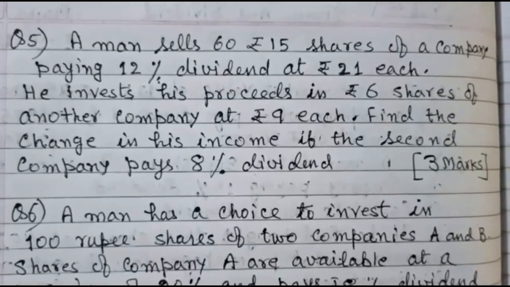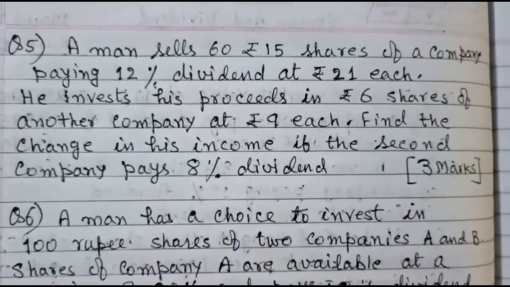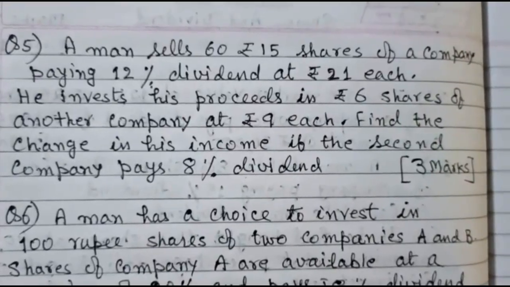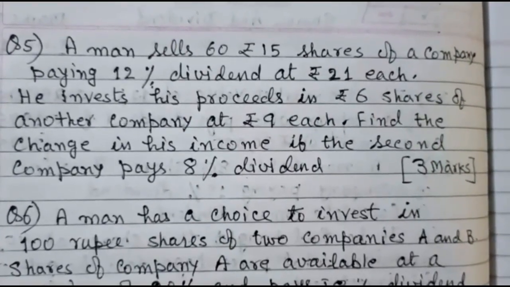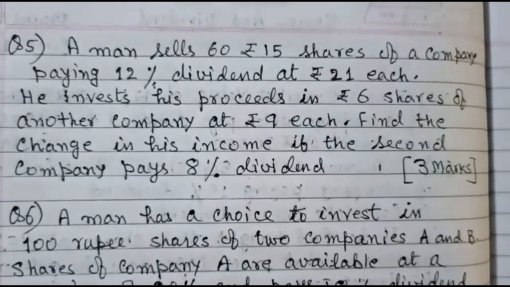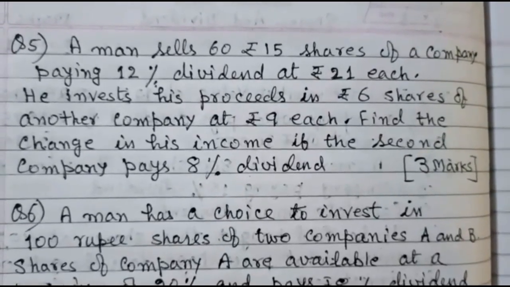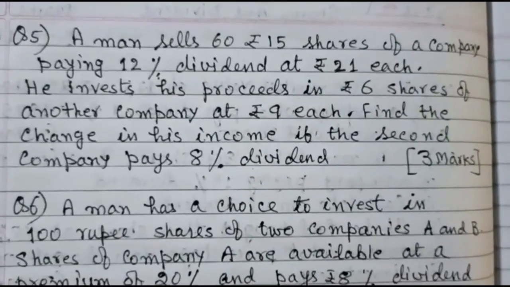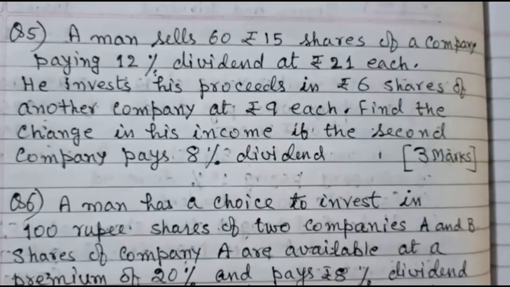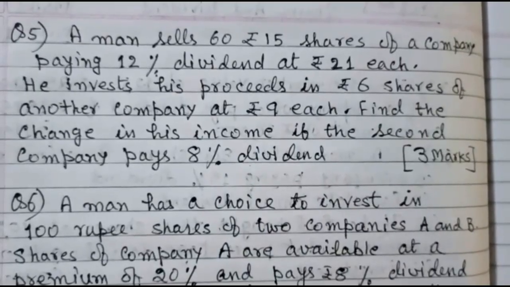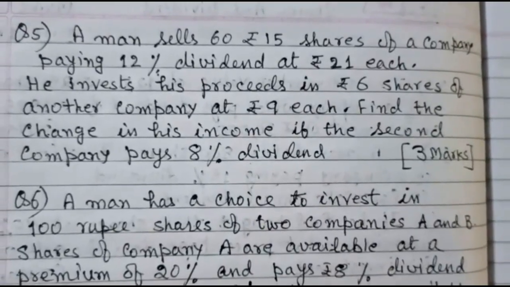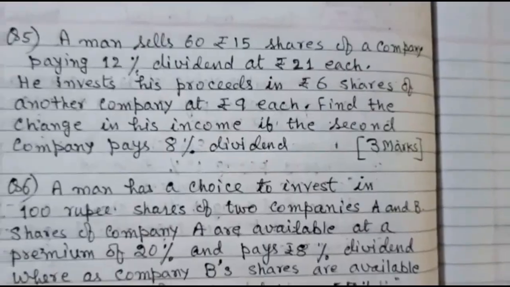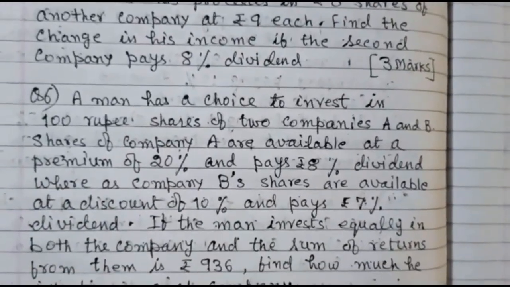Question number 5. A man sells 60 rupees 15 shares of a company paying 12% dividend at rupees 21 each. He invests his proceeds in rupees 6 shares of another company at rupees 9 each. Find the change in his income if the second company pays 8% dividend. 3 marks.